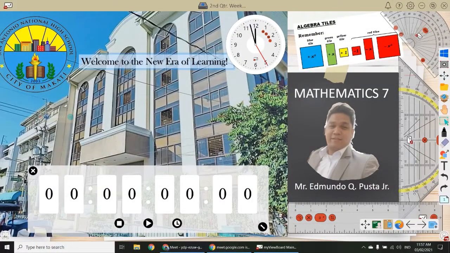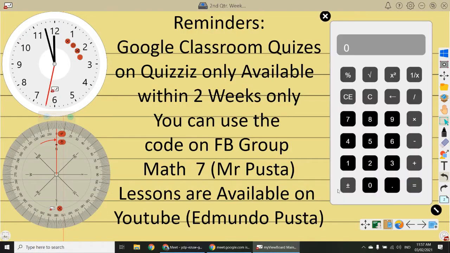Eto ang ating topic for this day. Okay? So, before we start, we have yung ating mga few reminders lang, no?